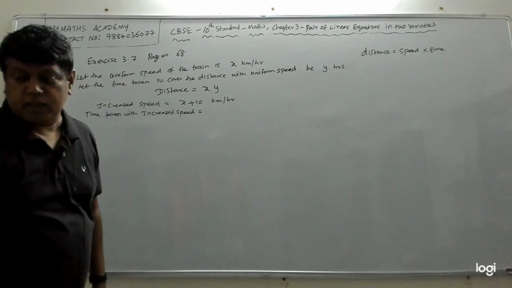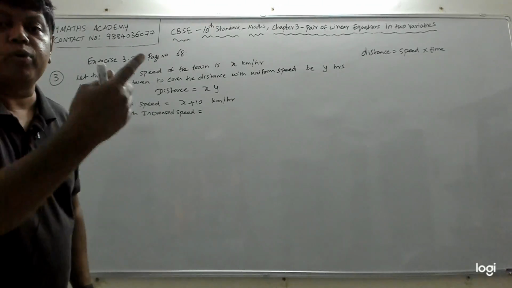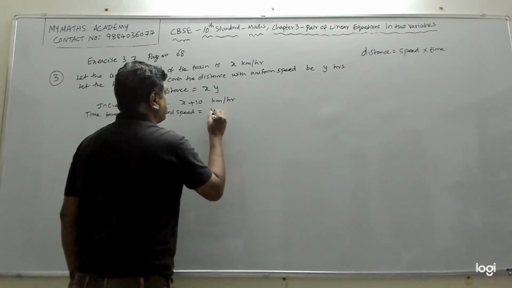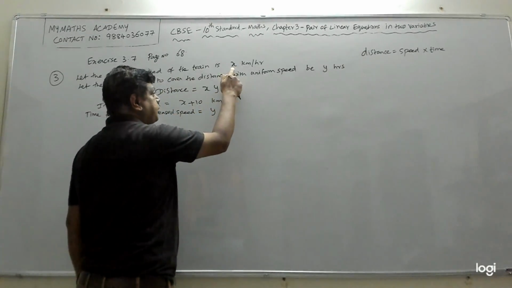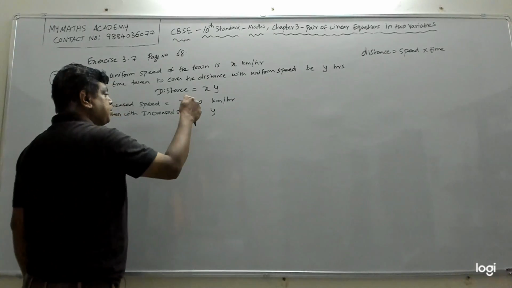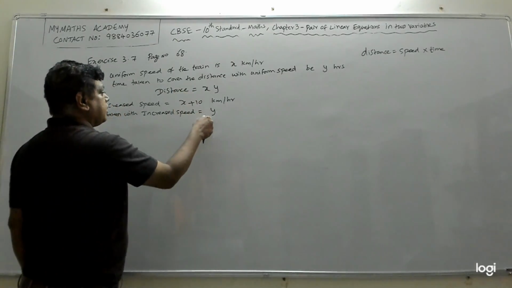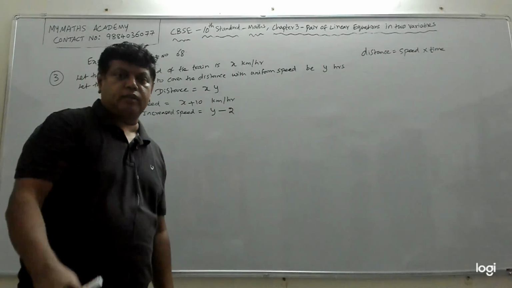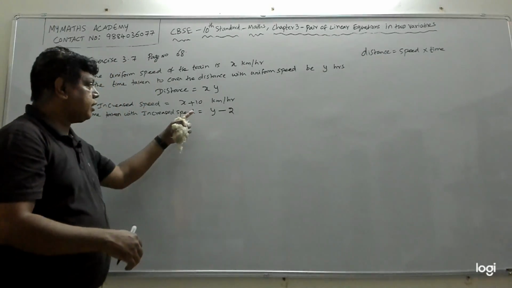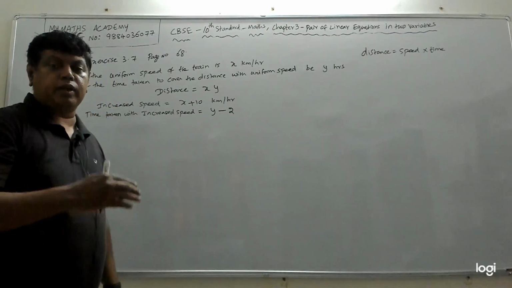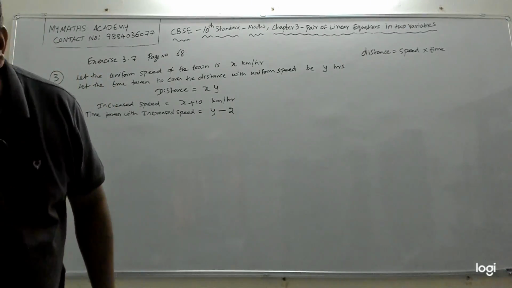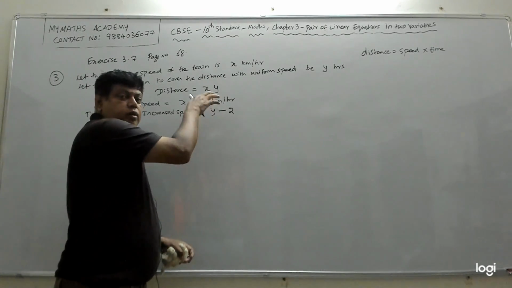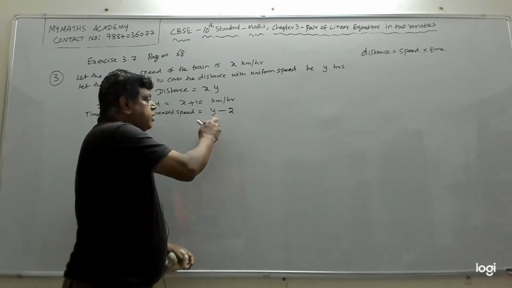It says it will reach 2 hours less than the scheduled time. The scheduled time generally is y hours. If it goes by x speed, it will cover in y hours. If it goes with x plus 10 speed, it is increasing the speed, then the time will reduce by 2. That's what is said in the book. It would have taken 2 hours less than the scheduled time. Scheduled time is y hours, then 2 less than that.